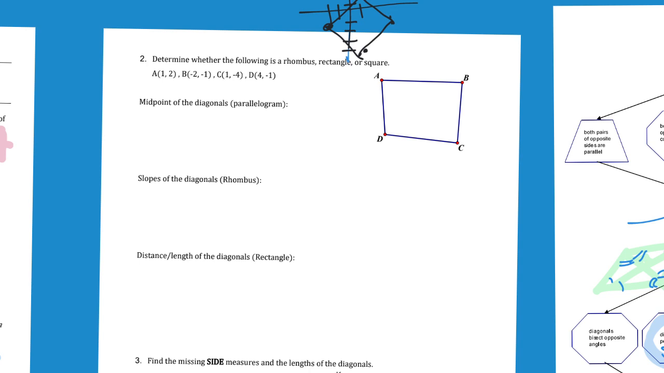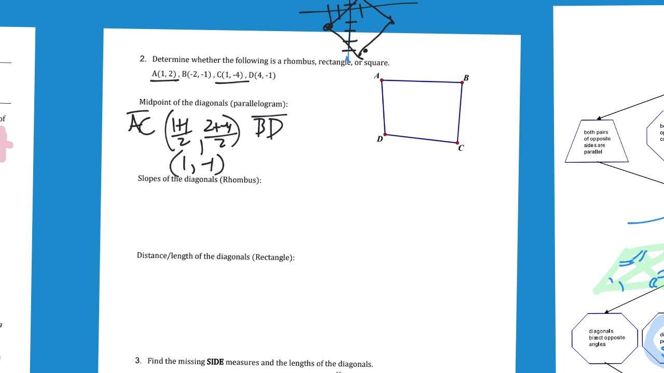Okay. So find the midpoint of the diagonal. The diagonal would be from A to C, that'd be one diagonal, and then the other one would be from B to D. Okay, so let's find the midpoint. Remember, you add the two x's and divide by 2, you add the two y's and divide by 2. So from A to C, you're going to go 1 plus 1 and divide by 2, and you're going to do 2 plus -4 and divide by 2. So that would be 2 over 2, which is 1, and this would be -2 over 2, which is -1.